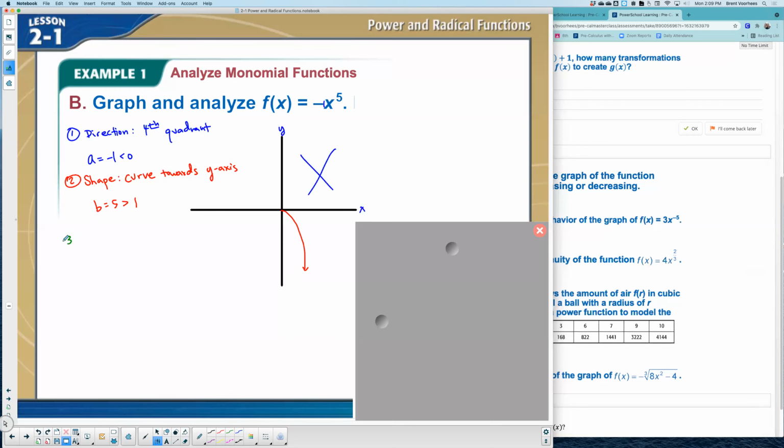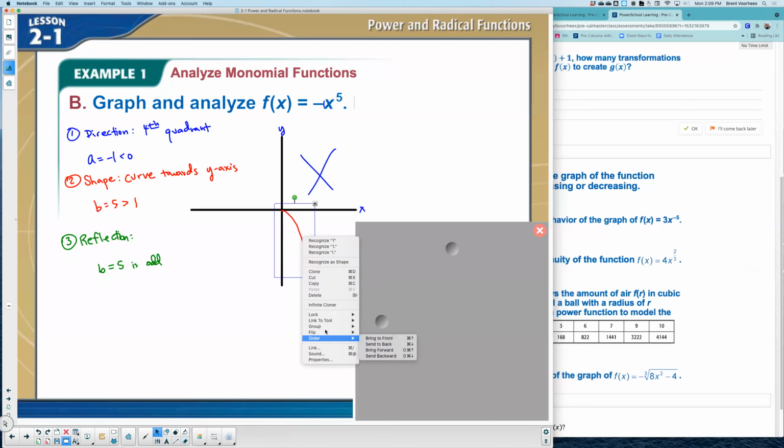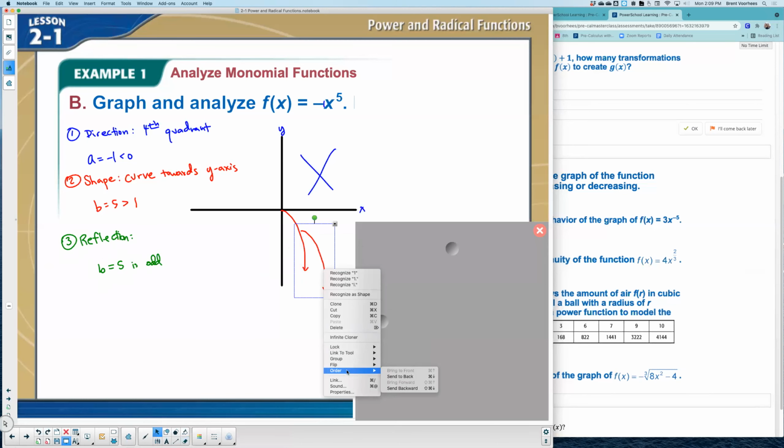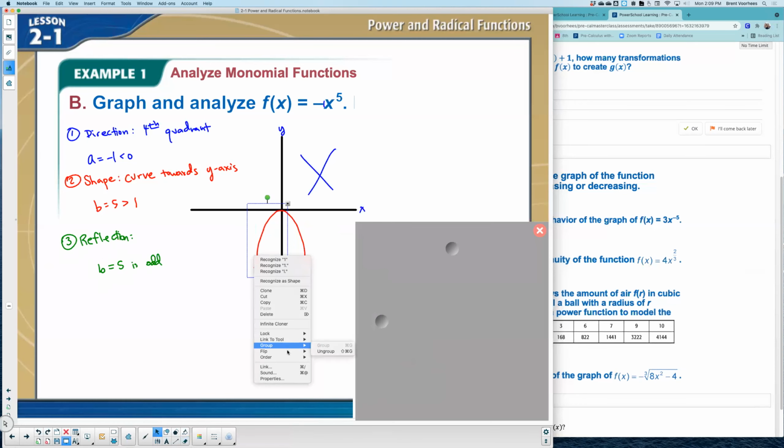The third step. What was the third step over? The reflection. What's happening on the left side of the graph? So it goes again off the power. Is 5 even or odd? Okay, what does that mean if it's odd? It reflects across the origin. So if I wanted to do this perfectly, I would take this, I need to clone it, and I would need to reflect it to go across the origin, which means diagonally. So I'm going to reflect it to the left and then reflect it up.